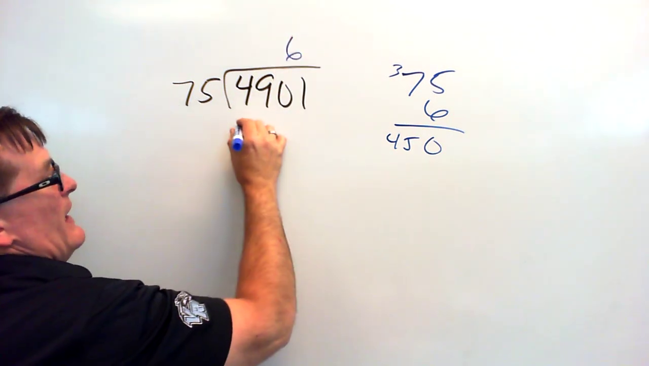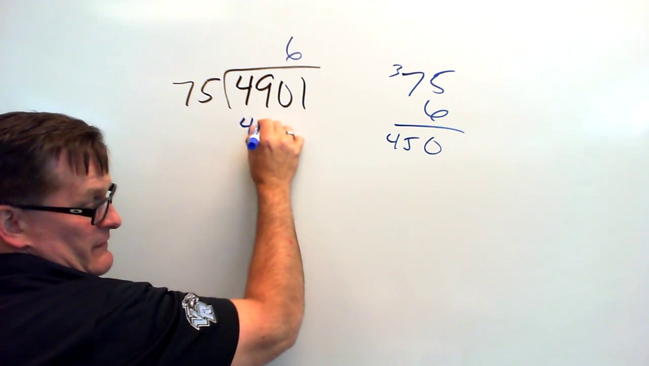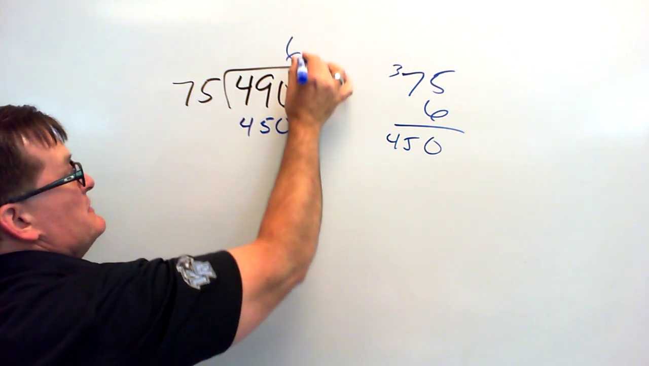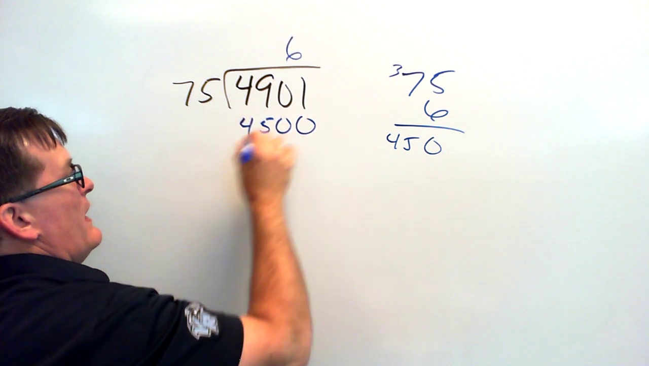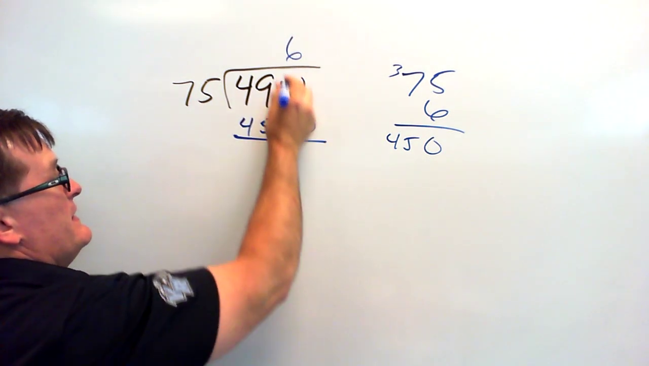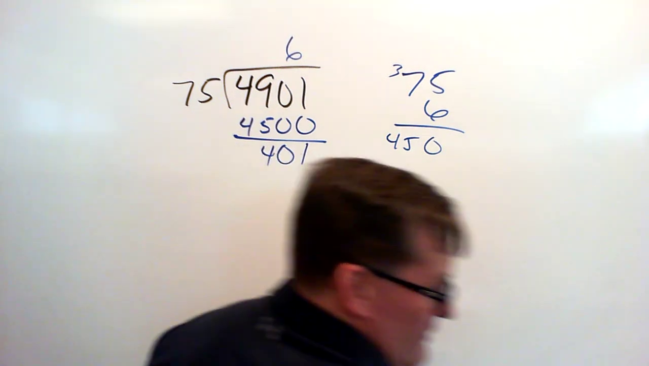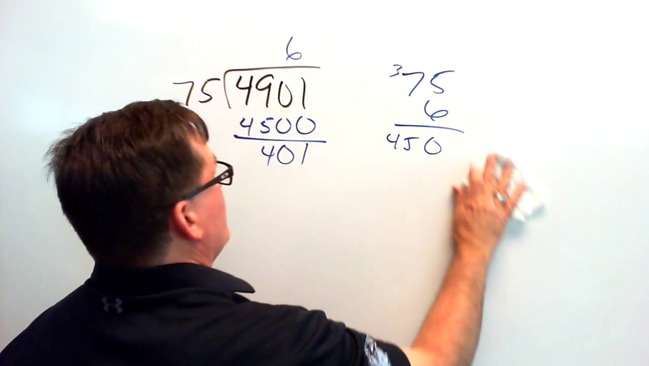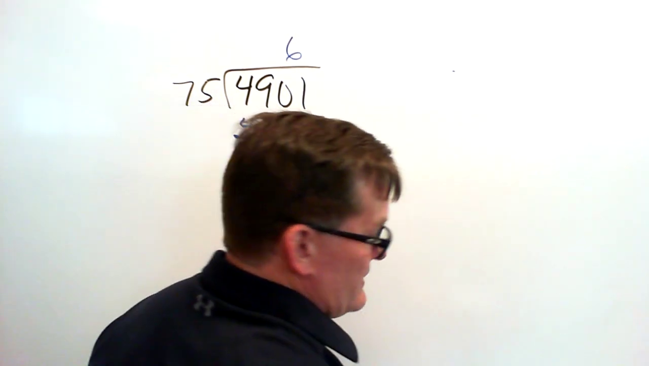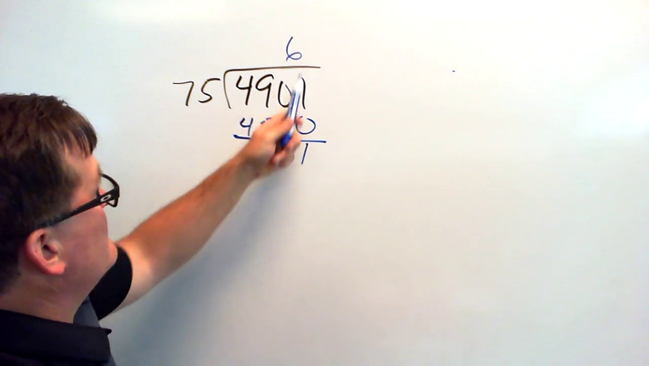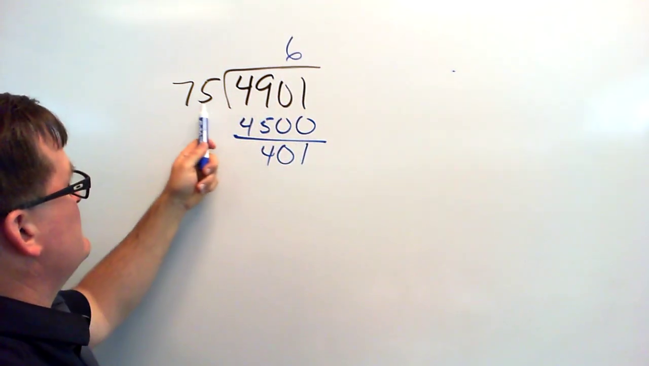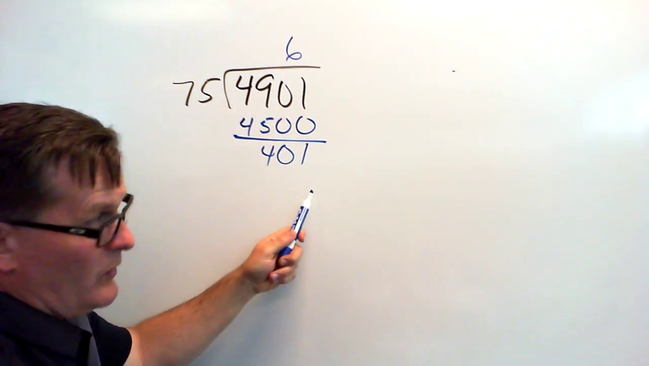So we've already figured out this is 450. But since it's in the tens place, it's 4,500. So we've taken care of a number of them. We've got 401 left to go. So now we go through the procedure again. How many times will 75 go into it? And in this case, we're all the way to the ones digit. So how many times will 75 go into the whole 401?